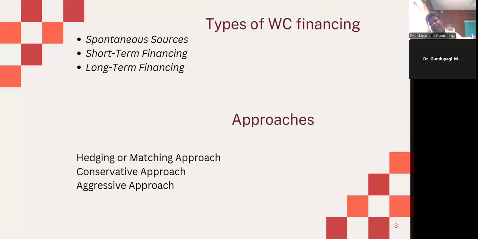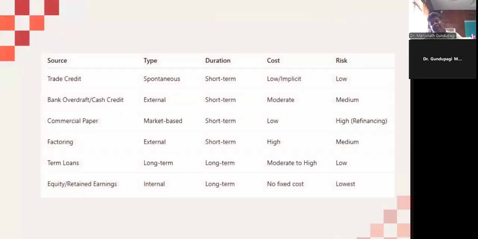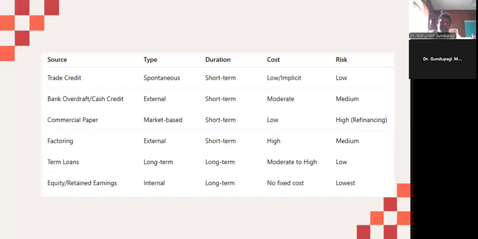There are certain factors influencing the financing decision of current assets, as we have already discussed in factors influencing working capital. For example, nature of the business: seasonal versus stable business require different financing strategies. In terms of the business cycle, at the time of expansion, short-term financing needs increase more and more.